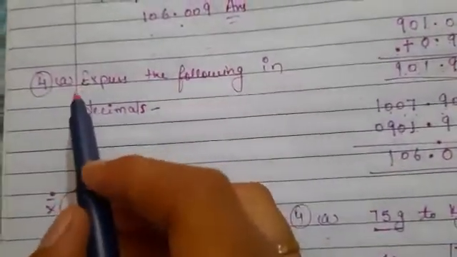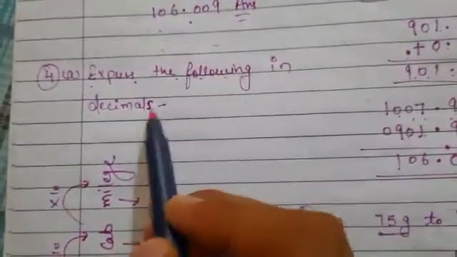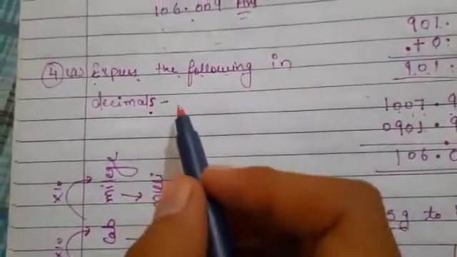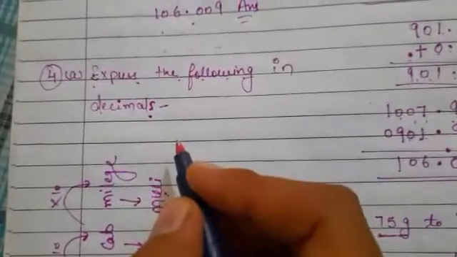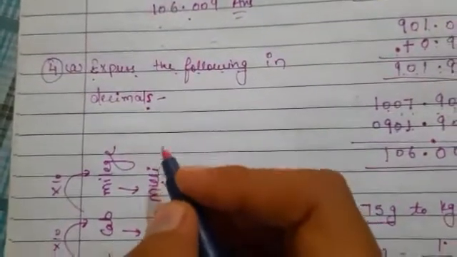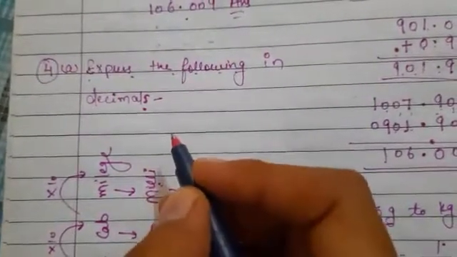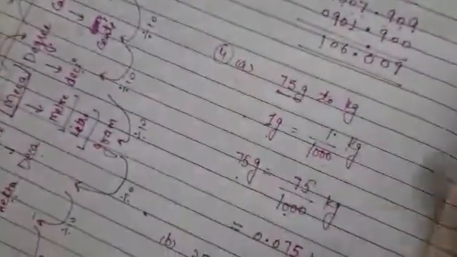Next, the fourth part is there. Express the following in decimal. It means the questions are given, and you have to express those in decimals. So we have to learn one thing for those questions. See here, they said convert kilogram to gram, gram to kilogram, and for that we have to learn this table.